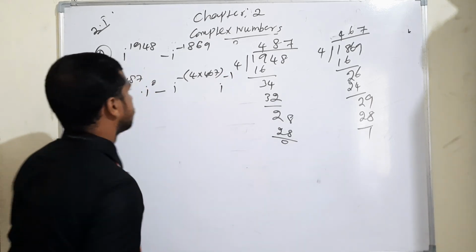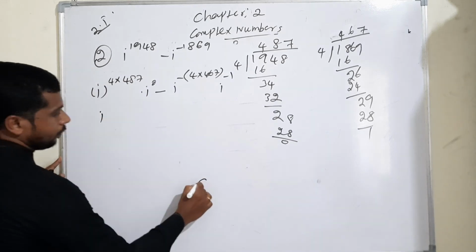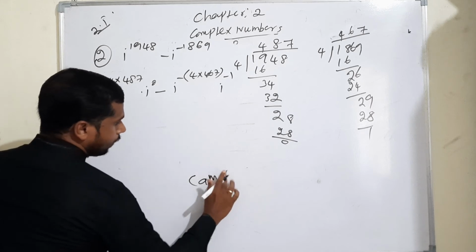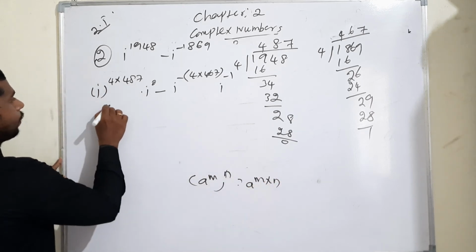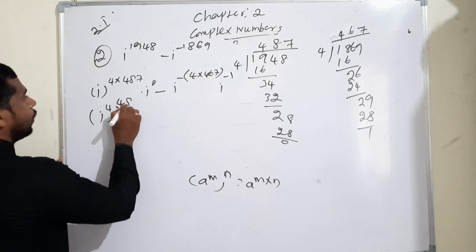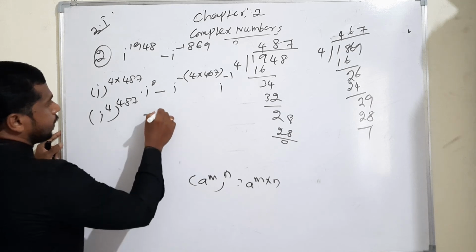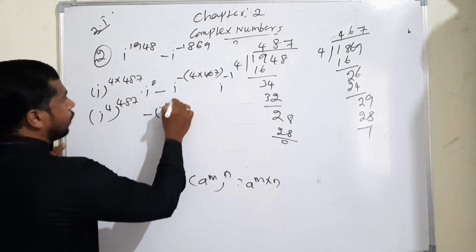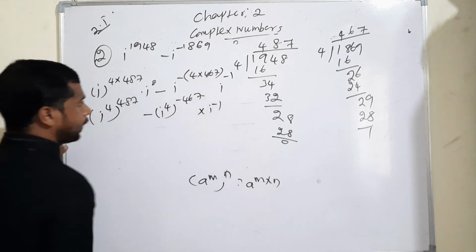i to the power minus 1. Then (a^m)^n means the law of indices, a to the power m into n. So how to rewrite now? i to the power 4 the whole power of 487, anything power 0 value will be 1. Again minus i into 4 of minus 467 into i to the power minus 1.